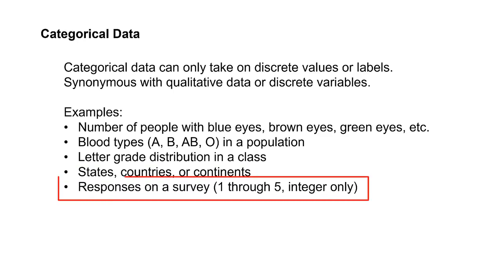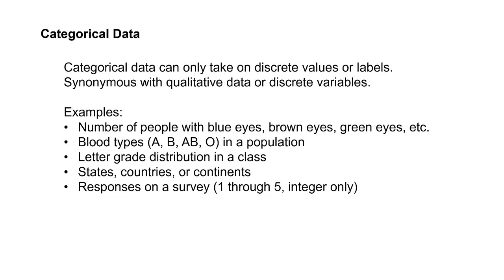The response on a survey. So maybe you have 1 through 5, and they can only respond 1, 2, 3, and so on, all the way up to 5. These can't be variables in between, continuous, like 1.1 or 1.229.